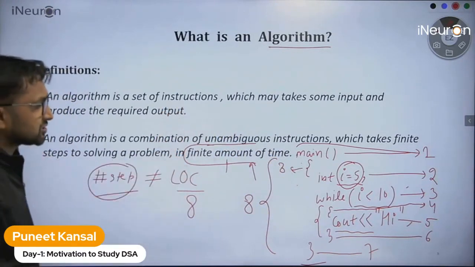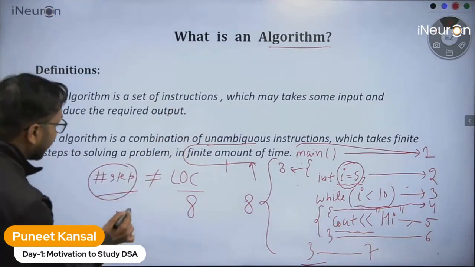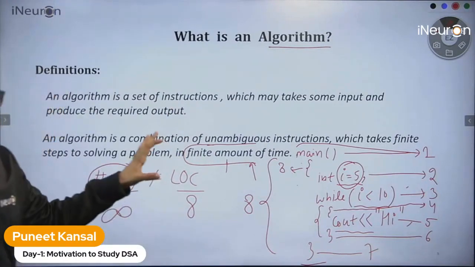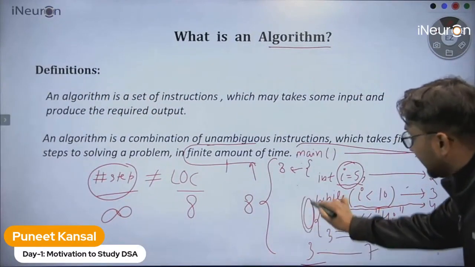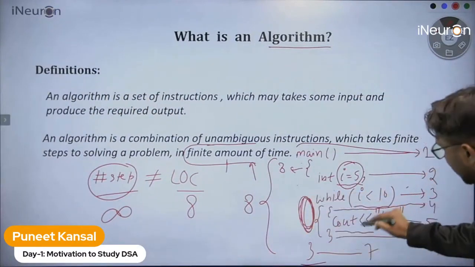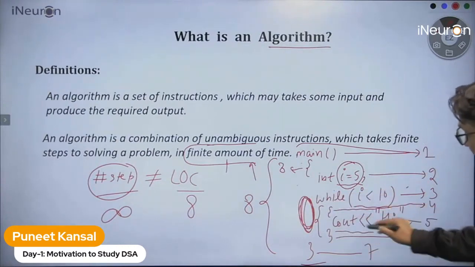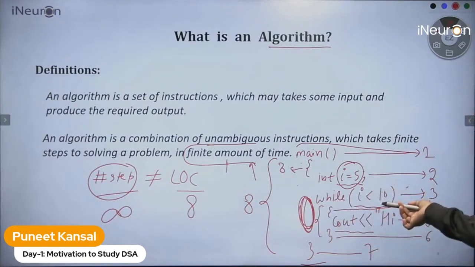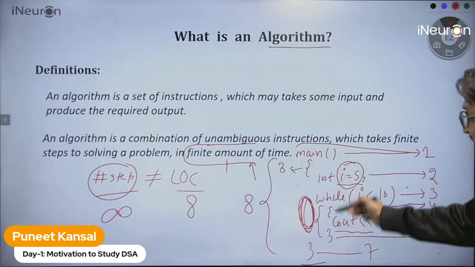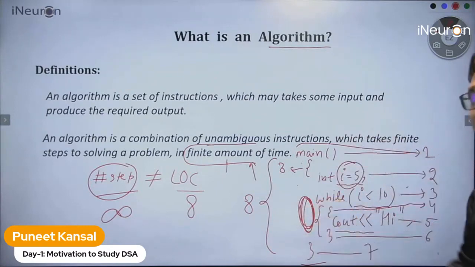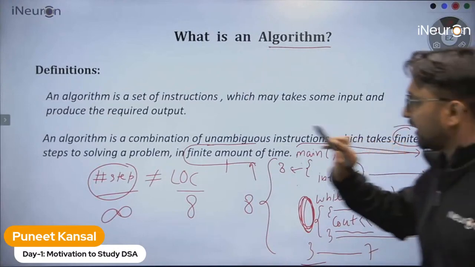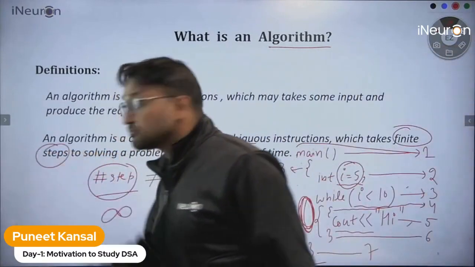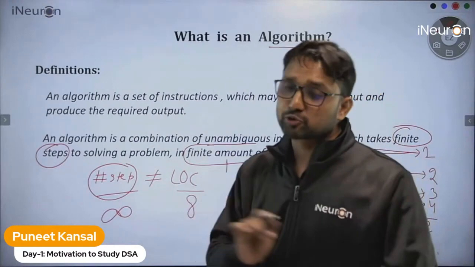How many steps is my algorithm taking? Actually, this is taking infinite steps. This code takes infinite steps to execute due to this infinite loop. This will keep executing these statements. The loop will keep executing for infinite time because I'm not increasing the I value here. So that's why this will take infinite time and infinite steps to execute. So this is another property of an algorithm: an algorithm should take finite steps to execute.